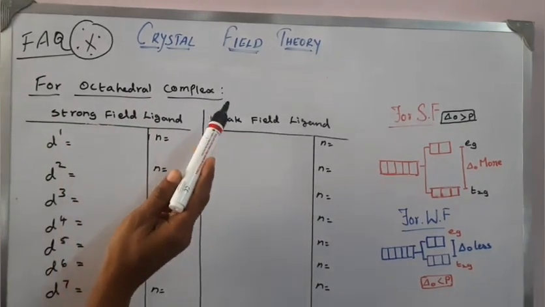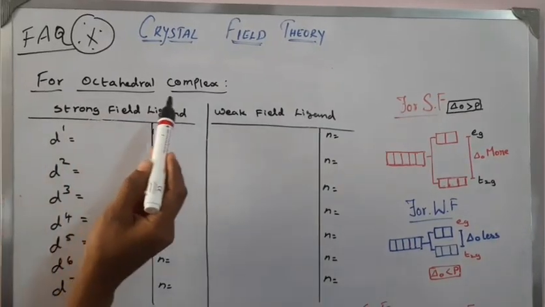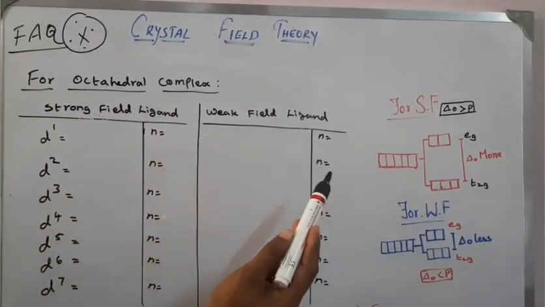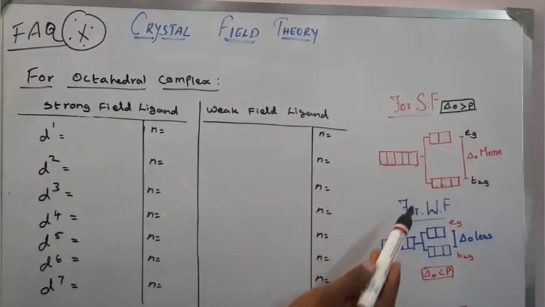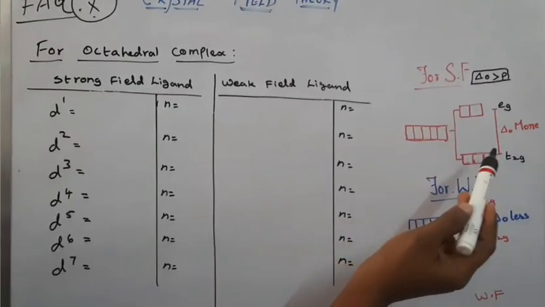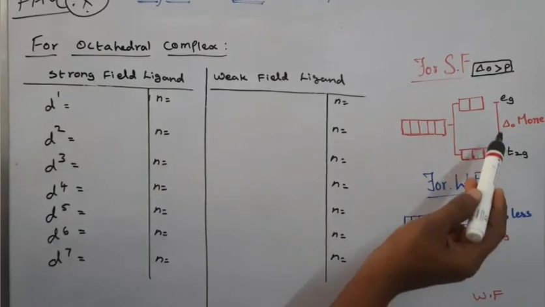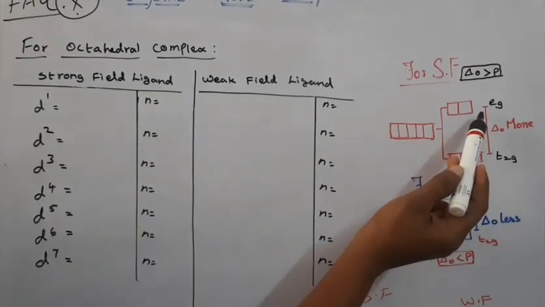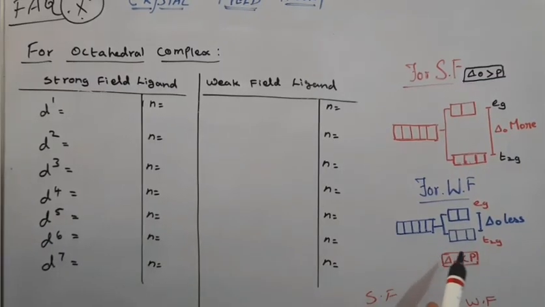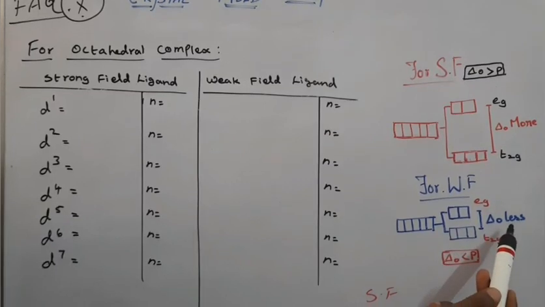For crystal field theory, this is a frequently asked question for octahedral complexes. When a complex contains two types of ligands, strong field ligands and weak field ligands, in the strong field case, delta O, the energy gap between T2g and Eg, is more. For weak field ligands, the Eg and T2g energy gap is very less.